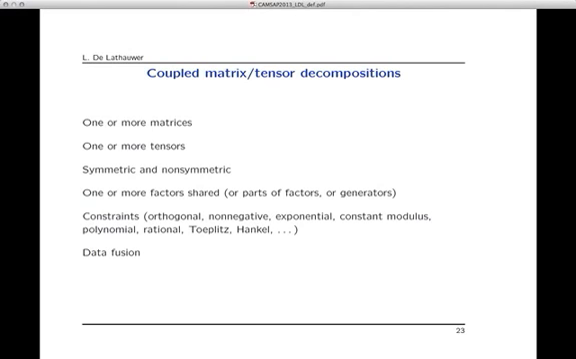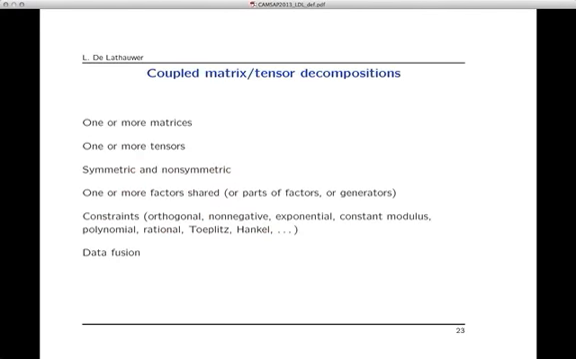Maybe you have a matrix A that appears here and also there, or maybe this matrix A is generated by some variables, and here you have a different matrix, but it's generated by the same variables, or some variables are shared, and so on. Coupled matrix tensor decompositions. We have been studying uniqueness. In many cases, this just leads to an eigenvalue decomposition. We can impose structure like orthogonality, non-negativity, constant modulus, rational functions, Hankel, and so on. And it's interesting for data fusion.